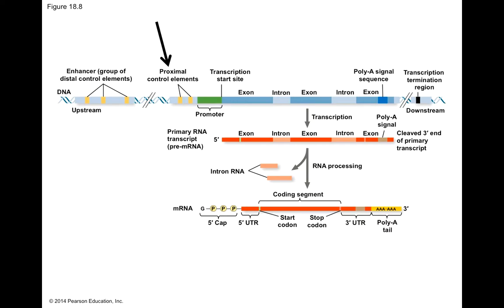At the proximal control element, general transcription factors work for the transcription of all protein-coding genes. We saw this when we learned about the transcription initiation complex. Transcription factors bound to the promoter area to help RNA polymerase bind and start transcription. However, the distal control element is where specific transcription factors bind. Let's look at an example of how it works.